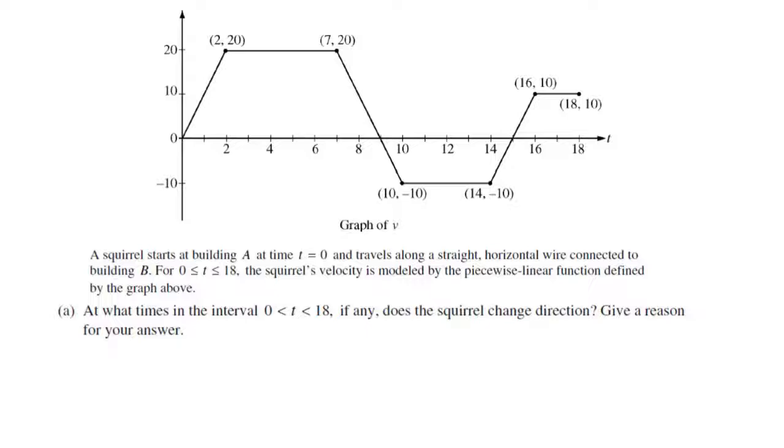And so from time 0 to 18, the squirrel's velocity is modeled by the piecewise linear function defined by the graph above. So it's important that it's telling us that this is piecewise linear. So we do have slopes involved. And part A, at what times in the interval from 0 to 18, if any, does the squirrel change directions, and give a good reason for this.